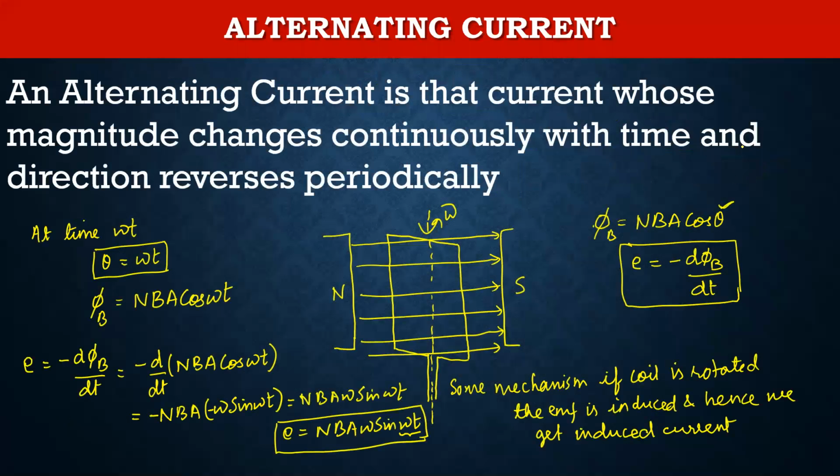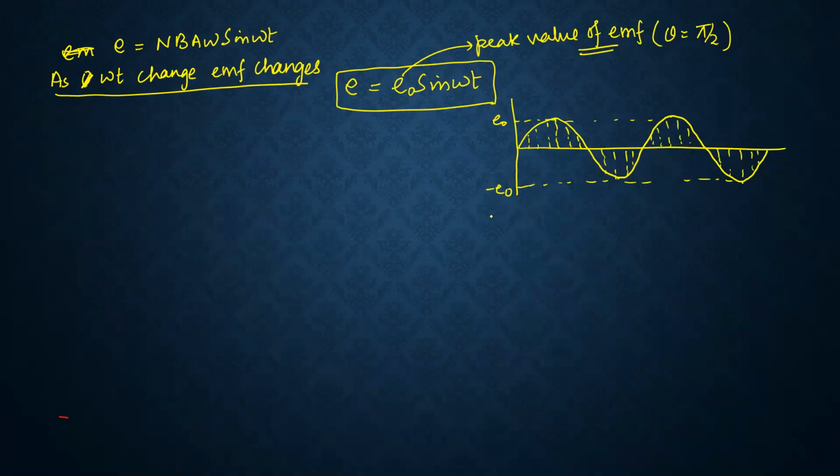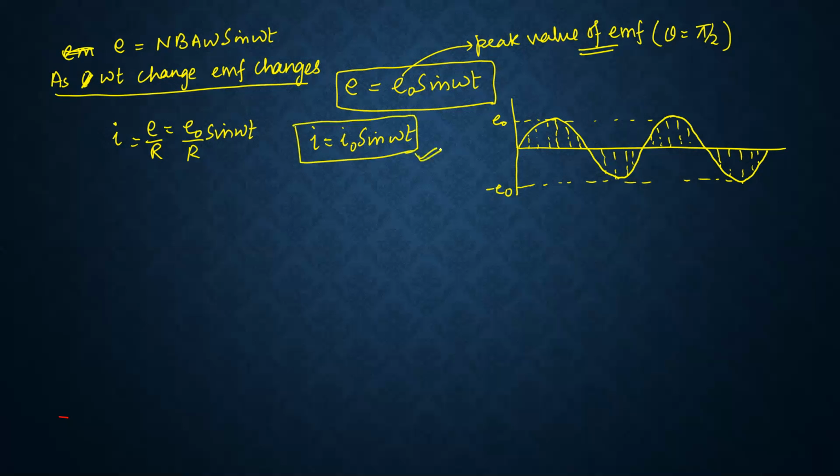So if R is the resistance of this loop, I can write I is equal to I naught sine omega t, because I need to find the current, and I is E by R, so it will be sine of omega t. So I will be equal to I naught sine omega t. What kind of current is this? This is your alternating current.